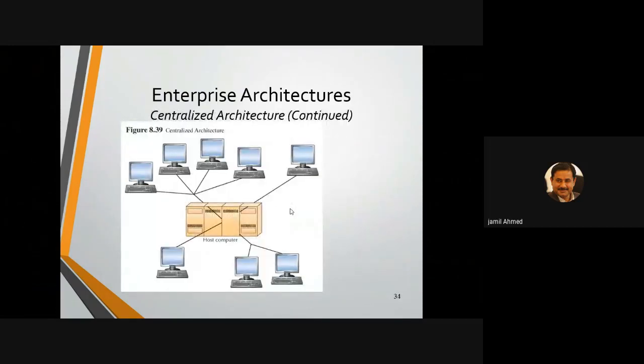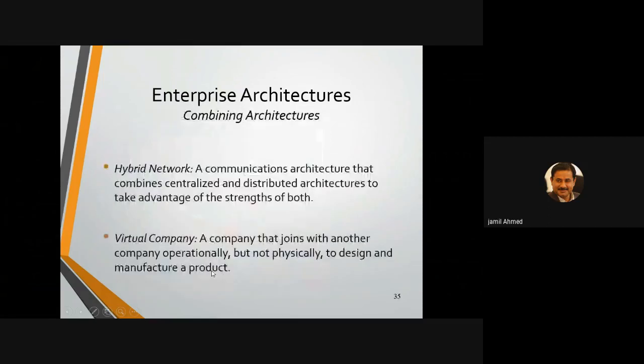So here we can see that this is the mechanism, this is the centralized server in the country, and lots of clients can be connected. So the hybrid network is a communication architecture that combines centralized and distributed architectures to take advantage of the strengths of both as well. So in that particular type of area, we can see the centralized distributed architectures take advantage of not only the decentralized or the centralized, all these facilities are available in that particular type of network.